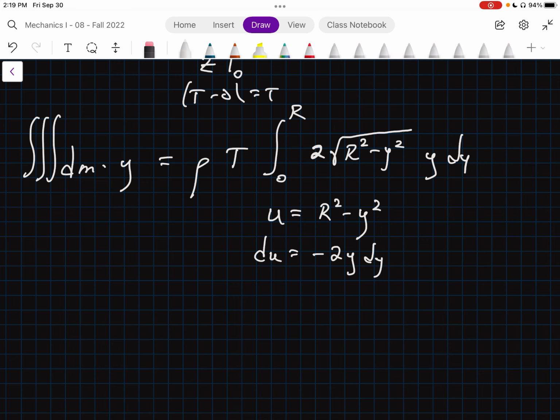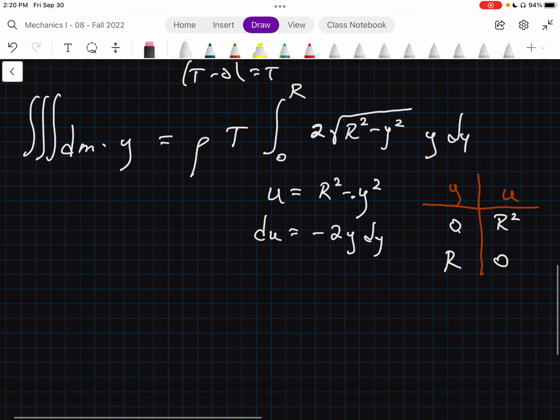Okay, and when I do this substitution, I also need to adjust the limits of my integration. So I just want to make a little table here for my y value, and then what u would be. Okay, so my limits of the integration for y are going from 0 to r. So if I plug in 0 for y, then u would be r squared. And if I plug in r for y, then u would be 0. So when I make my substitution, I have to be careful and change the limits of the integration.